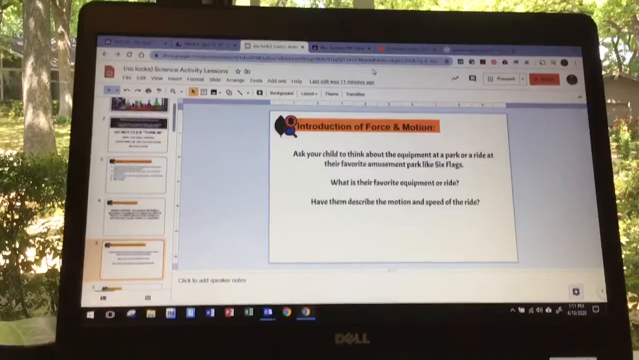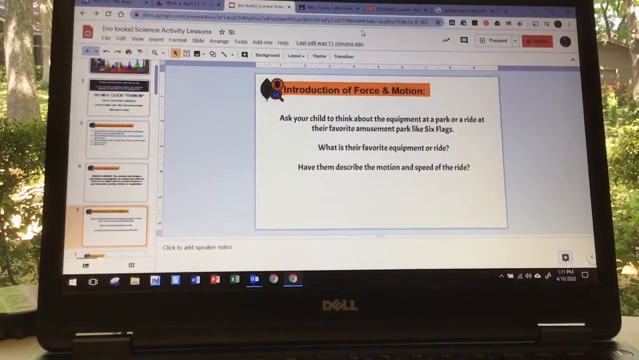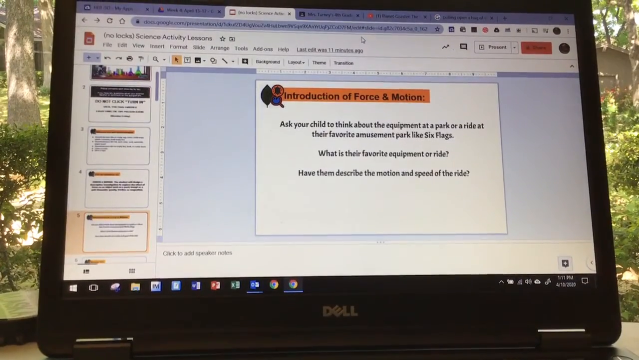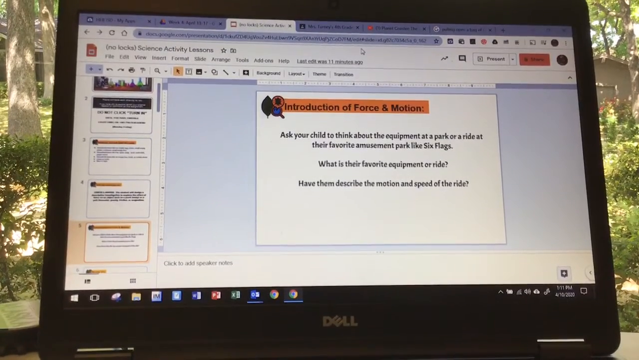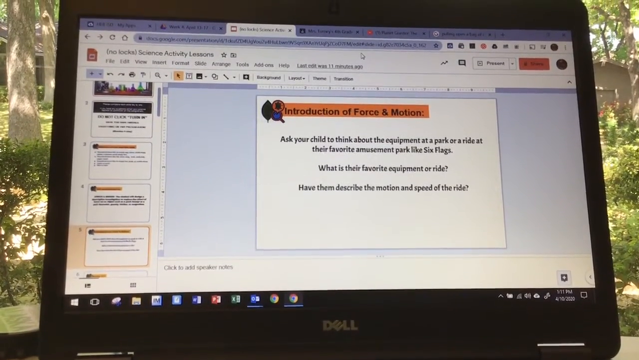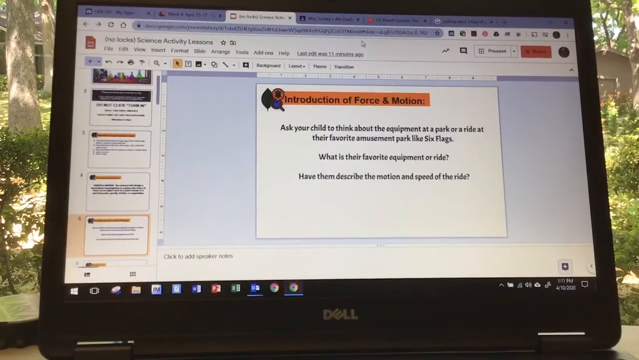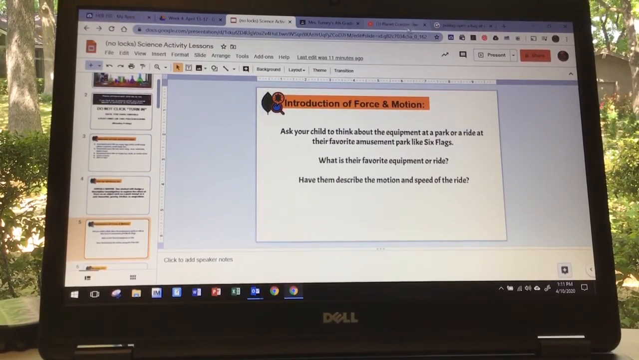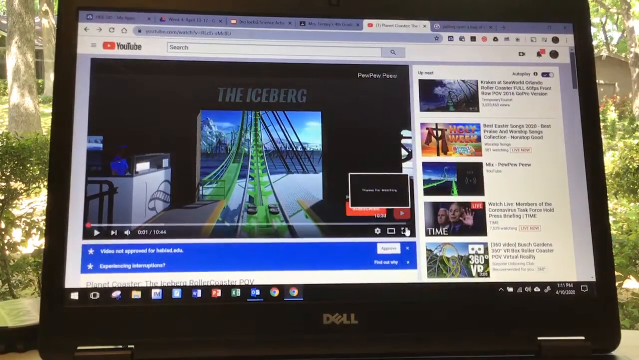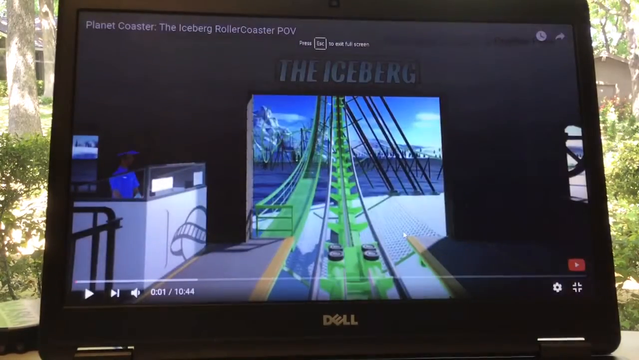All right, so starting off today, think about your favorite equipment, maybe at a park, or maybe your favorite ride at an amusement park like Six Flags. What is your favorite equipment or ride? And then see if you can describe the motion or the speed of that ride. I'm a huge roller coaster fan, so I thought I would take us on a little roller coaster ride.